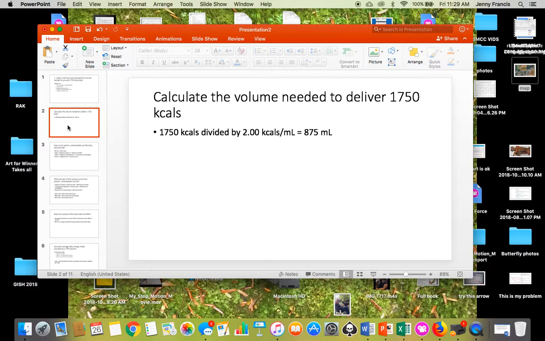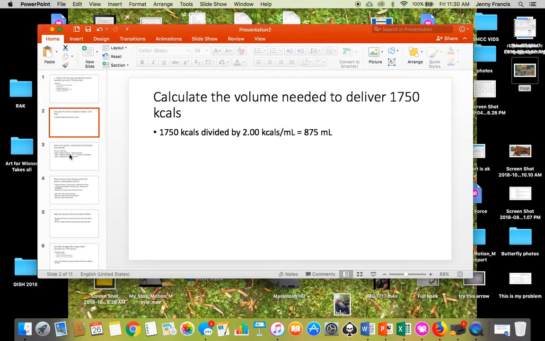Now, this calculation is very simple. For a lot of the formulas, they provide 1 calorie per milliliter. So if you needed 1,750 calories, you would need 1,750 milliliters. Some of the formulas provide more calories than that per milliliter. And in that case, you need to divide the calories by the calories per milliliter. So for example, with the Nutren, it's 1,750 calories divided by 2 calories per milliliter gives you a volume of 875 milliliters.